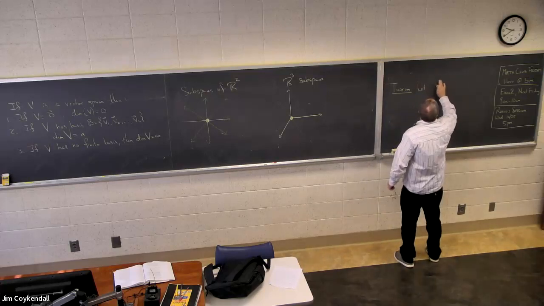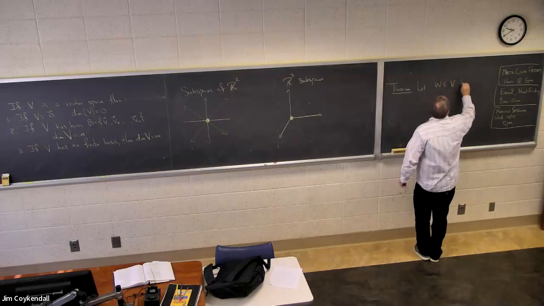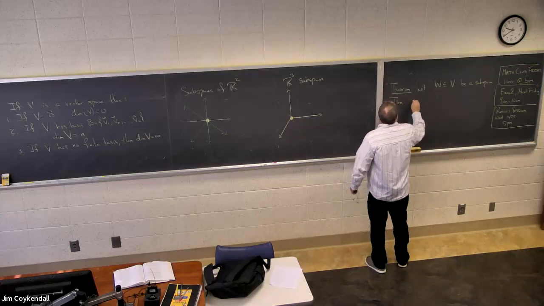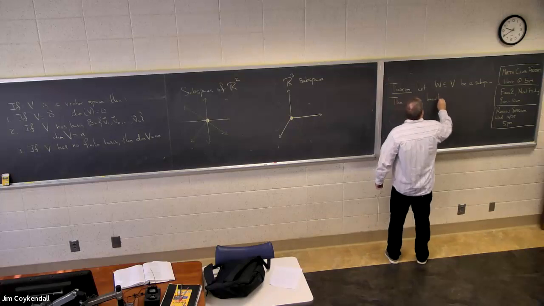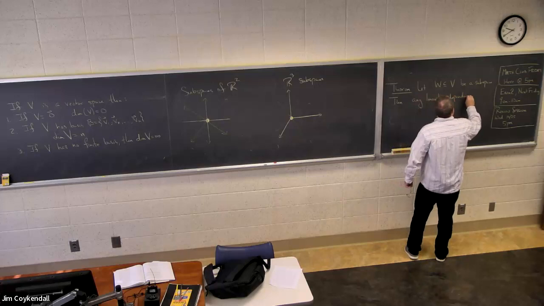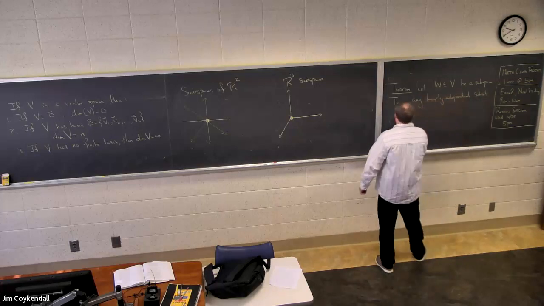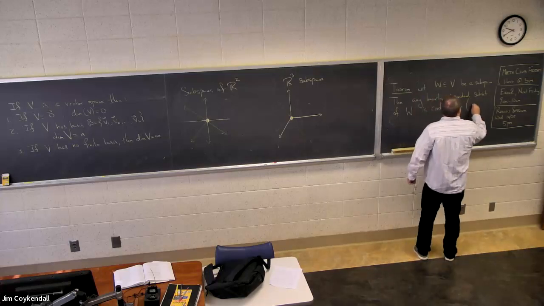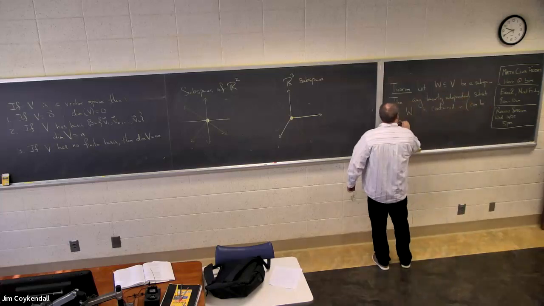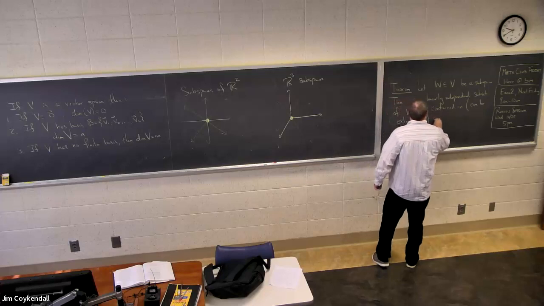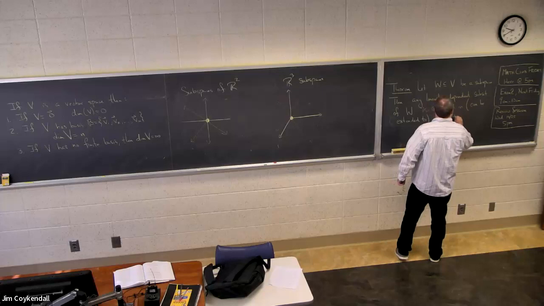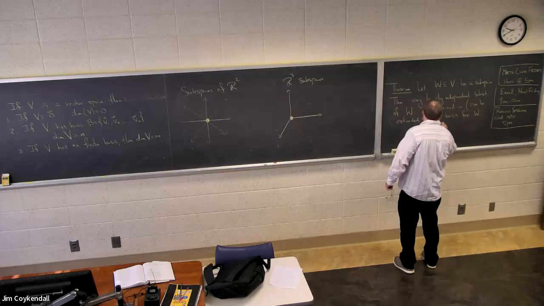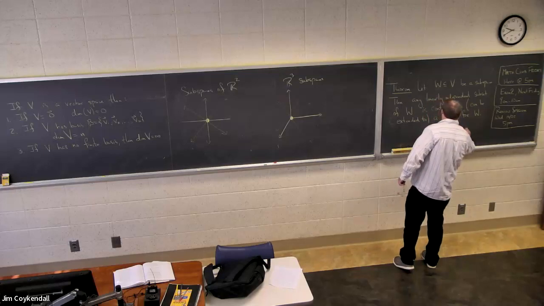Let W be a subspace of V. Then any linearly independent subset of W is contained in, or another way to put it is can be extended to, a basis for W. And what is more, the dimension of W is less than or equal to the dimension of V.